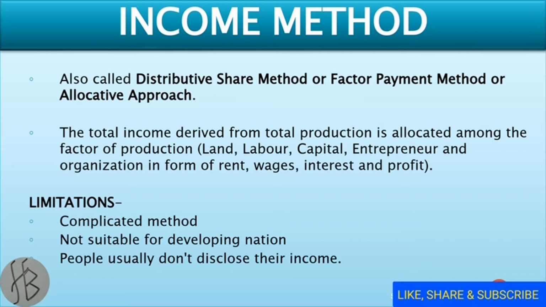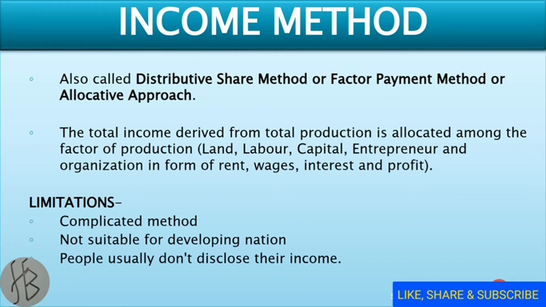So, the flow of income to the factors of production is called factor payment. And factor payments are wages and salaries for labor, rent for the land, interest for the capital, and profit for entrepreneurs and organization. This is also called the factor payment approach, as the income from the entire production is termed as payment made to factors of production.